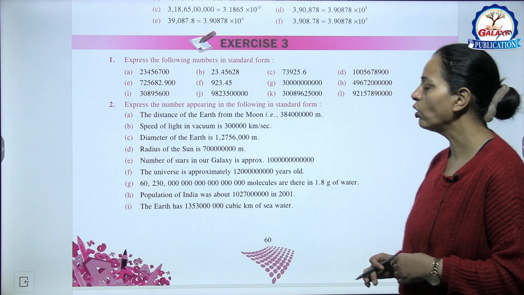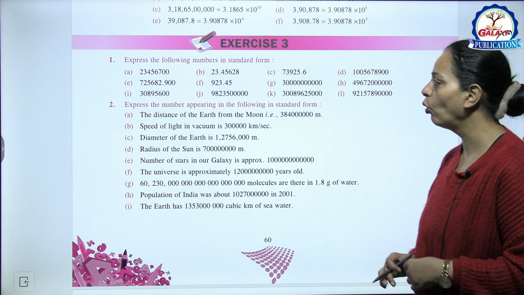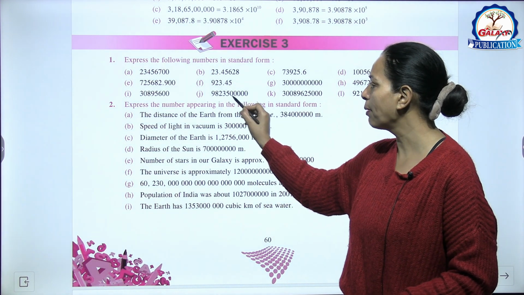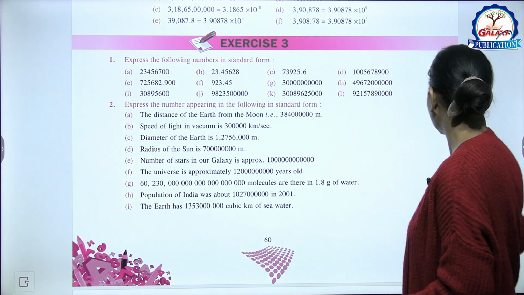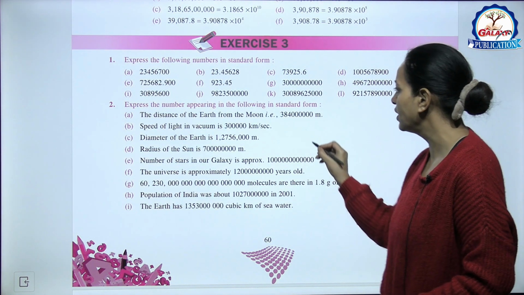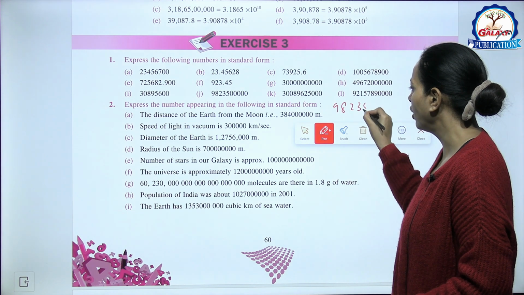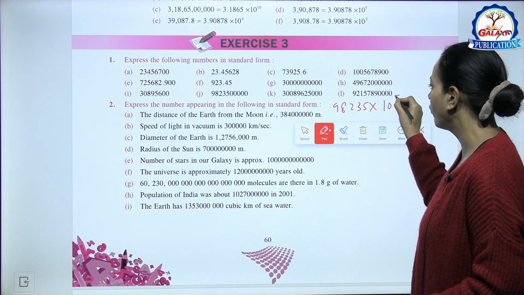Now Exercise 3, question number 1, express the following numbers in standard form. Like J part, here this number and 1 2 3 4 5 zeros. So how can we write it? So 98,235 into 10 raised to power 5.